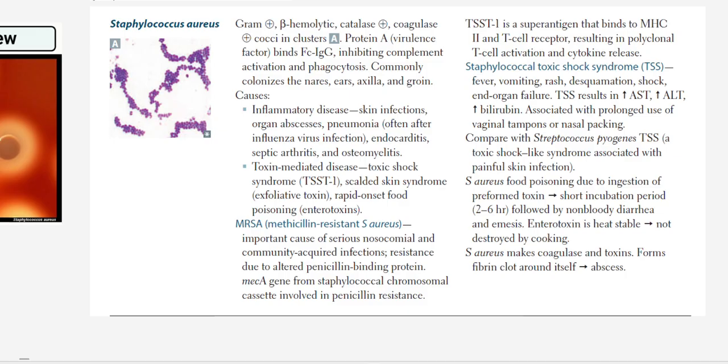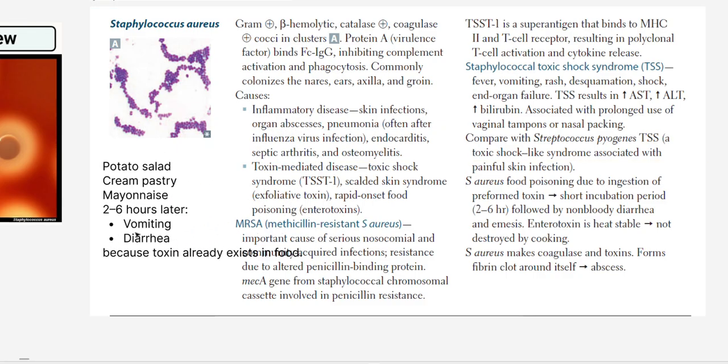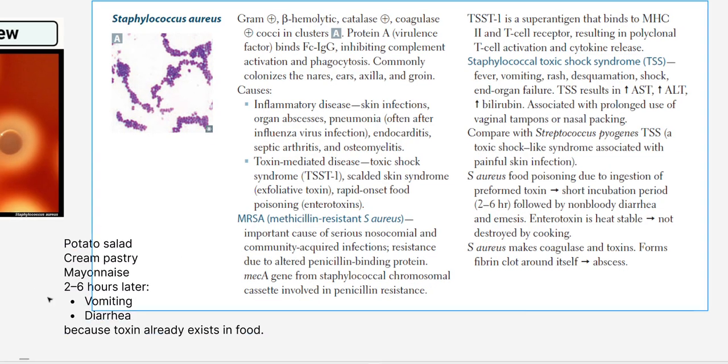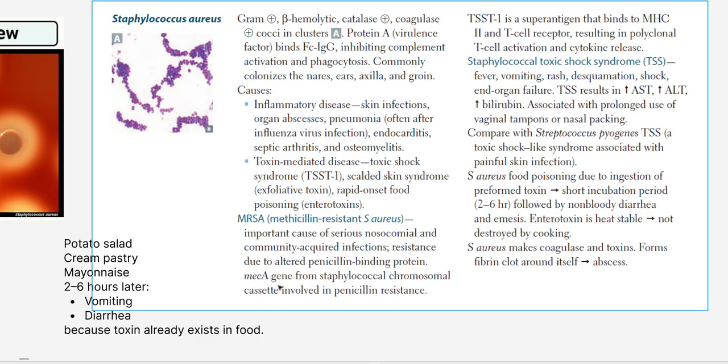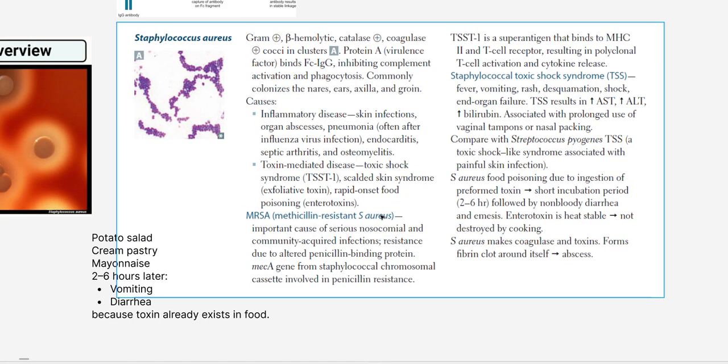So classically, you will have a vignette with a potato salad or a cream pastry or mayonnaise. And 2 to 6 hours later, you will have vomiting and diarrhea because the toxin already exists in the food, right? And then we have the methicillin-resistant Staph aureus, and this is due to this special gene called the mecA gene. This mecA gene produces altered penicillin-binding proteins. Since the penicillin-binding proteins are altered because of the mecA gene, this causes penicillin resistance, and beta lactams cannot bind. So you have to give special antibiotics here. And that is something you should know for this.